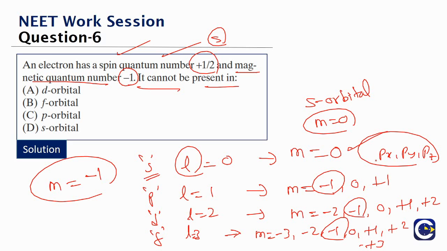So which electron cannot have this magnetic quantum number -1? That is the electron in the s orbital, because for an electron in the s orbital the magnetic quantum number value is already fixed. M can have only one value, that is 0, because magnetic quantum number values depend upon the azimuthal quantum number. So what is the answer for this? It is option D, s orbital.